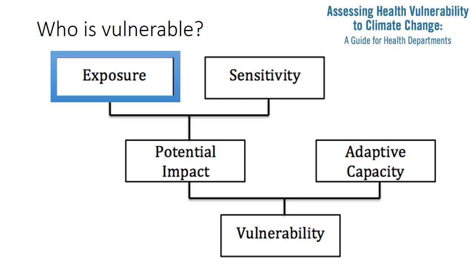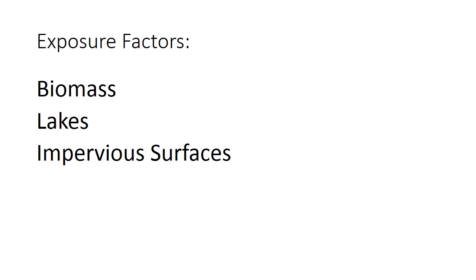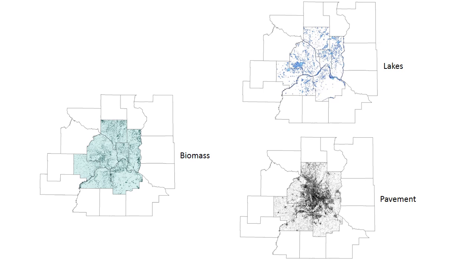So we started off with exposure, and now I'll break down our 3 models for you, starting with exposure. Some factors we took into account for exposure were biomass, lakes, and impervious surfaces. More biomass and lakes both had a cooling effect on temperature, while impervious surfaces contributed to higher temperatures. Here are 3 maps showing the distribution of the biomass, lakes, and impervious surfaces or pavement in the study area. You can see how in the Twin Cities area there's an obvious concentration of pavement, while at the same time a lot less biomass and few lakes, which is contributing to the urban heat island effect.